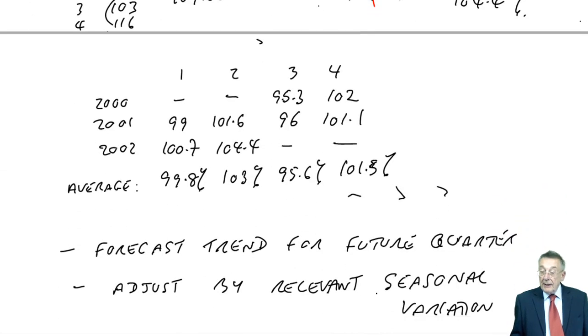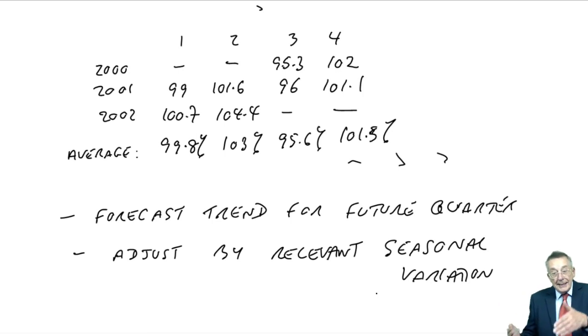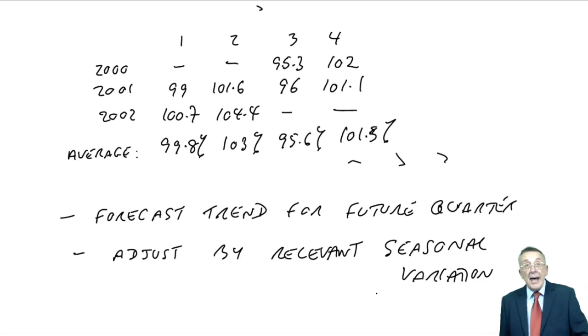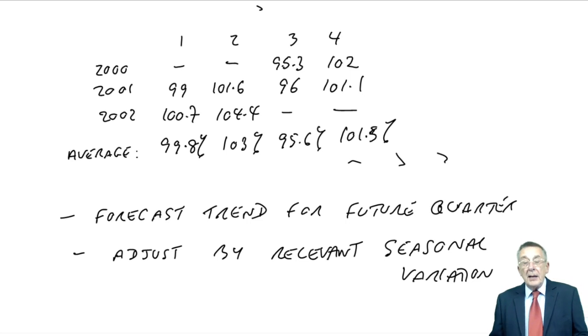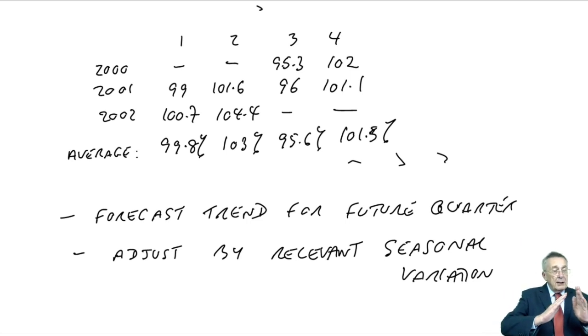And the way we'd forecast, instead of simply adding or subtracting the variation as we did when we used the additive model, what we'd do is forecast the trend. We'd adjust by, if it was a quarter 1 forecast, taking 99.8% of our forecast. If it was a quarter 3 forecast, taking 95.6% of our forecast, and so on. And that gets around the problem I mentioned before, because if sales are growing a great deal, if the sales are twice as big, using this approach, the variation will be twice as big as well.